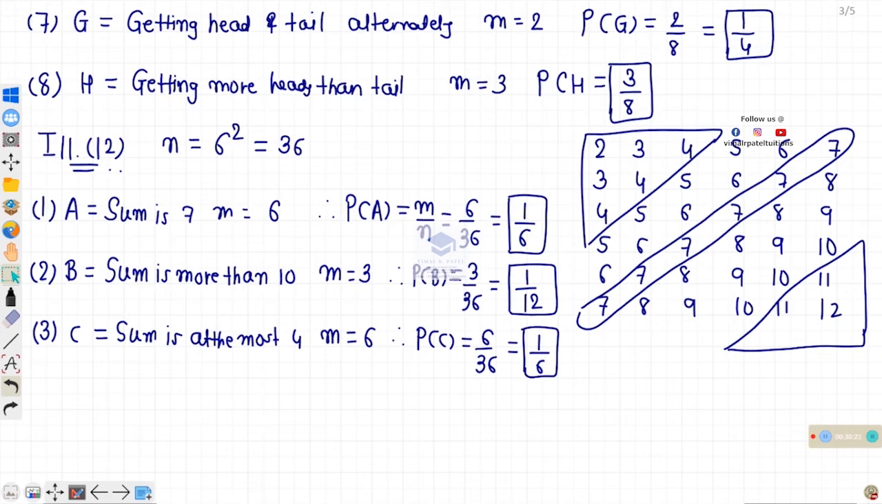Then both the dice show same number. Both the dice are having same number.